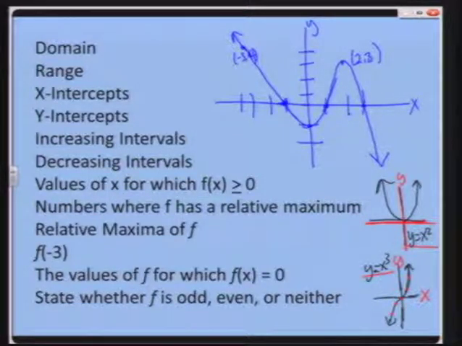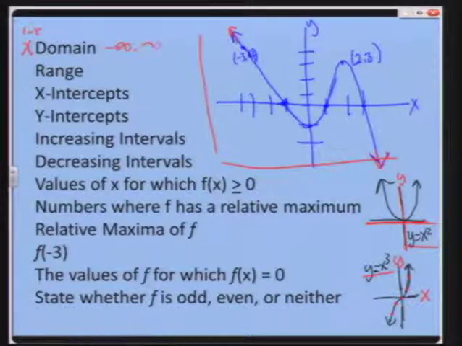So with that in mind, we're going to look at this function right here. Its domain. Remember, domain is what the x's do. How far left and how far right does it go? Well, it keeps going on and on to the left and on and on to the right. So it's all real numbers, or from minus infinity to infinity for the domain.